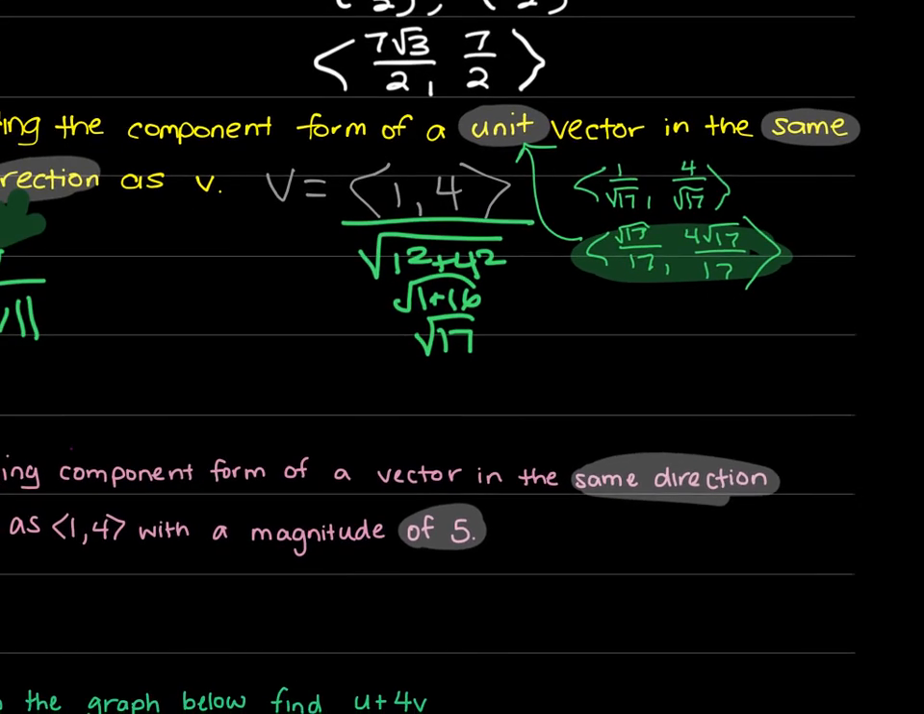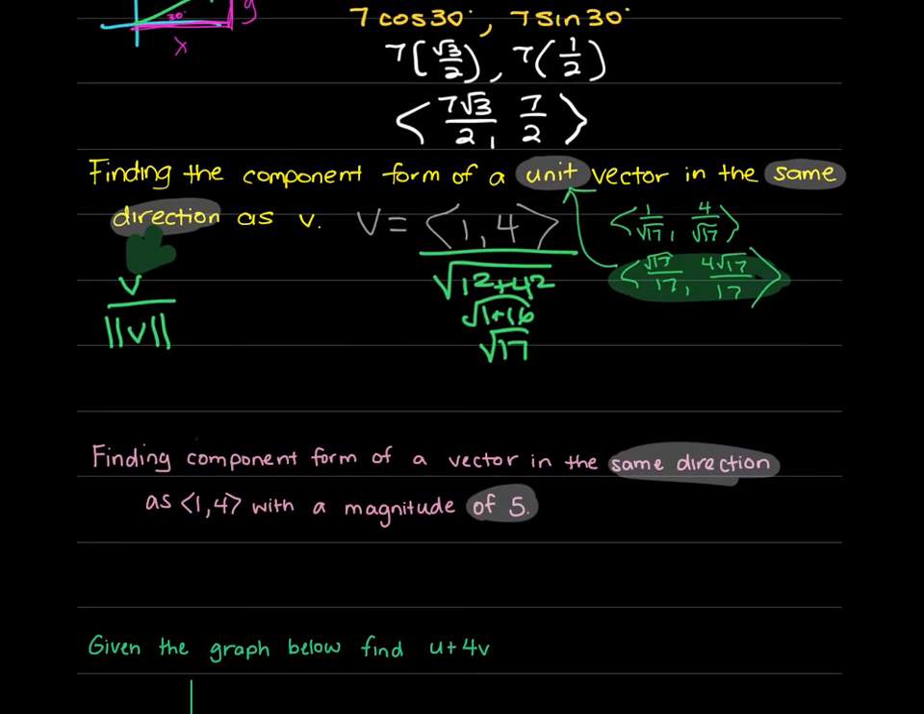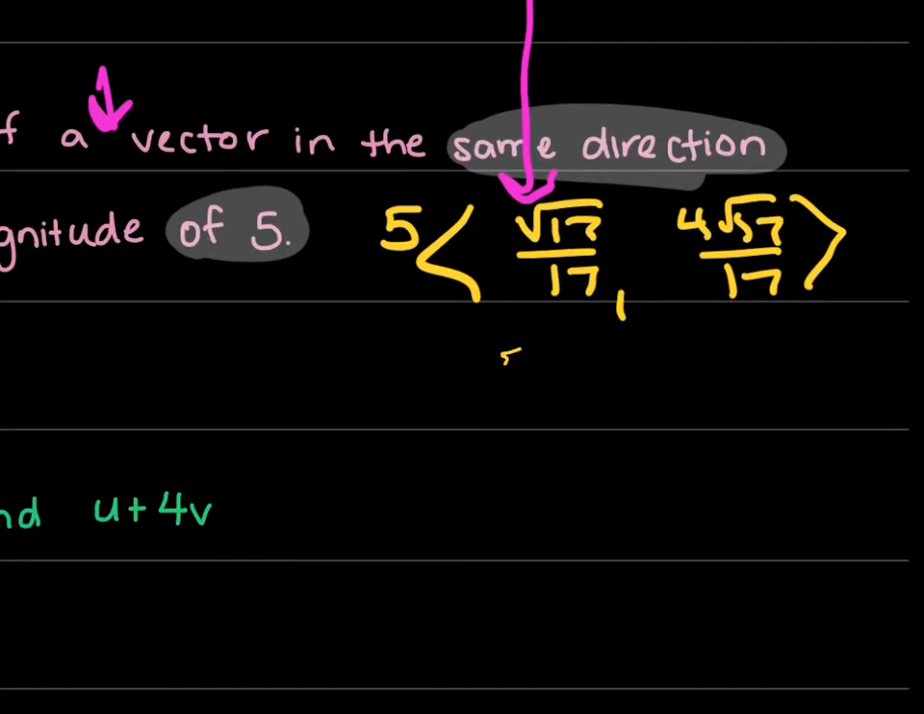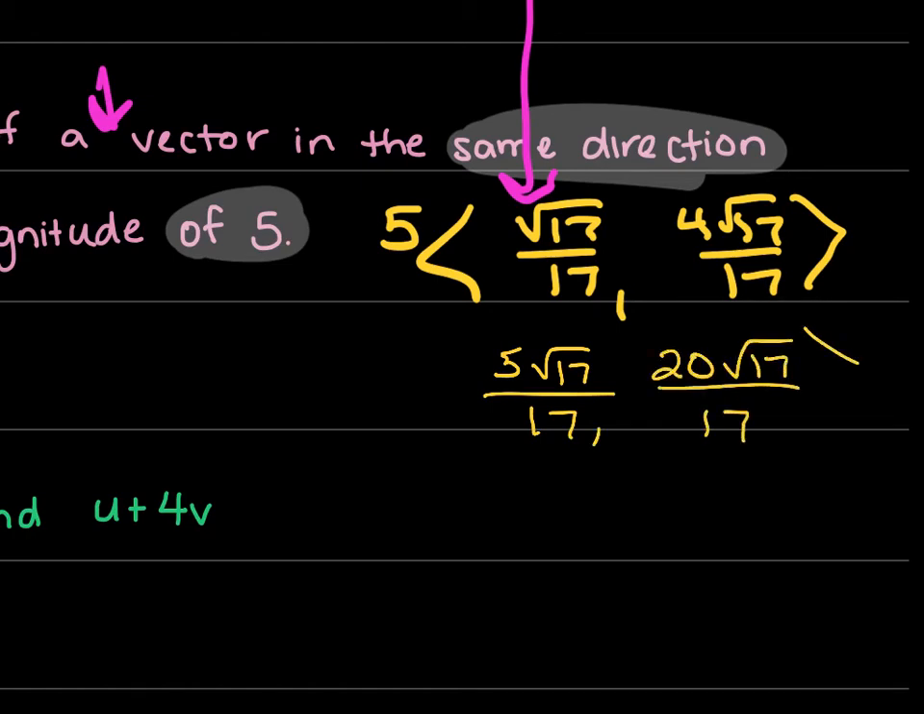If the question says, find the component form of a vector, notice the word unit is not there. In the same direction as 1, 4, but has a magnitude of 5, then what I'm going to do is what we just did, but then multiply by 5 at the end. So 5 times root 17 over 17, and 4 root 17 over 17. And I'd get 5 root 17 over 17, and 20 root 17 over 17.